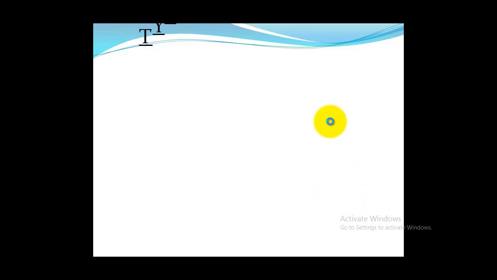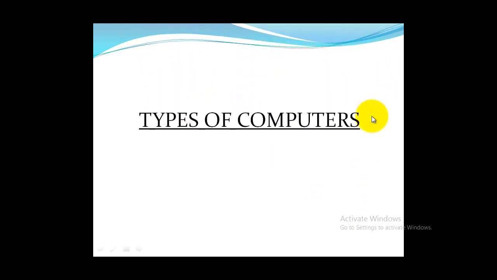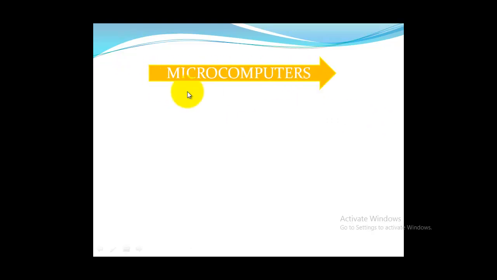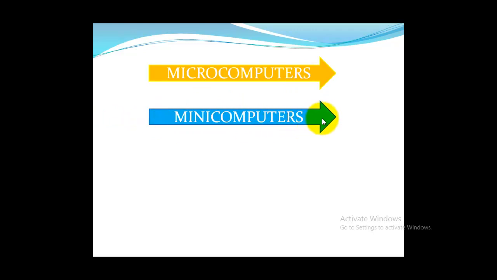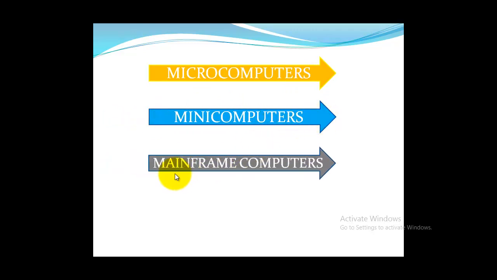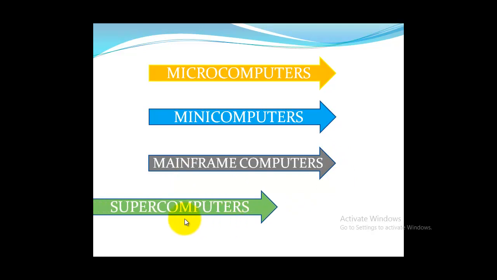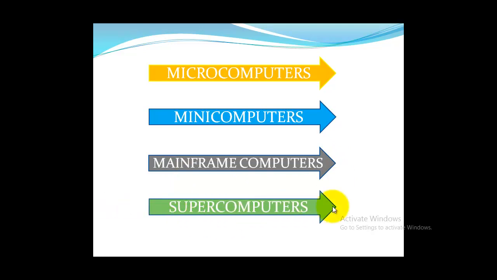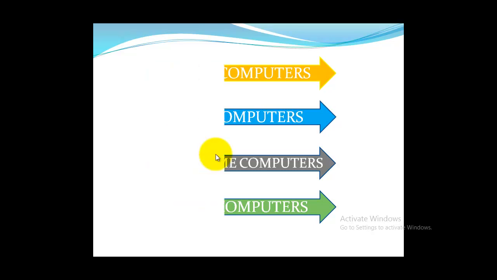And what else have we seen? We have seen the types of computer. How many types of computers are there? There are 4 types of computer. The first one is microcomputer, second one is minicomputer, the third one is mainframe computer, and the fourth one is supercomputer. There are 4 types of computers based on the size, technology, and purpose for which they are used.